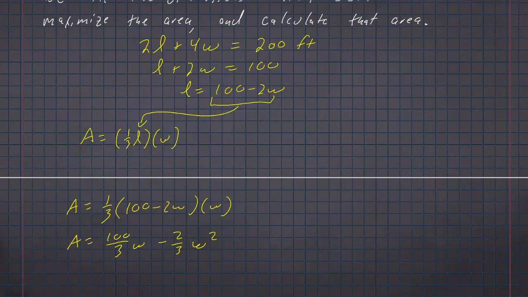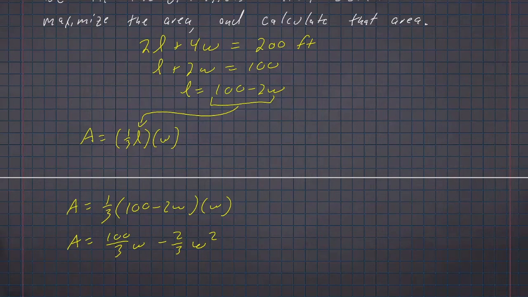One thing I know here is that this is a quadratic expression. It's quadratic in terms of W. It has a W and a W squared. So if I graphed area versus the various widths I could choose to use, I would get a parabola. And because the coefficient on W squared is negative, that means it's a parabola opening downward. And when you have a parabola opening downward, the vertex is the maximum position on that parabola.